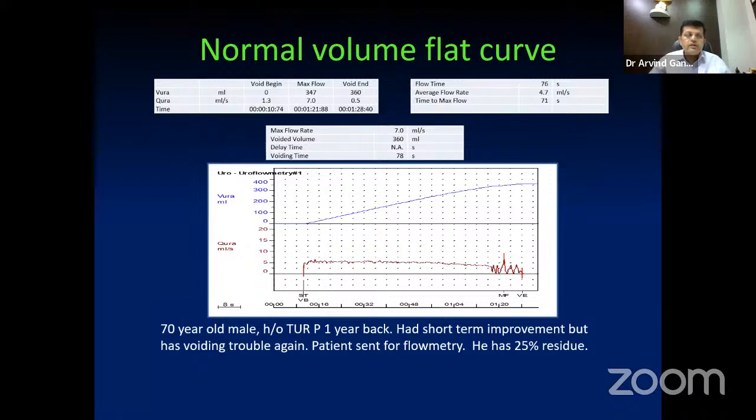Now, this is a patient, a 70 years old male, history of TURP done 1 year back, had short-term improvement, but again had started having voiding trouble. You see that there is some amount of post-void dribbling. And I was talking about this thing. This is restrictive. That is, it took some time, the flow suddenly went up, it's an absolutely flat curve, like a box shaped, and came down. So we should not classify that if you see a curve like this, it is a stricture. You should say that it's a restrictive curve, that is, the flow is representative of a fixed obstruction. It may be a bladder neck stenosis, or it might be a stricture.